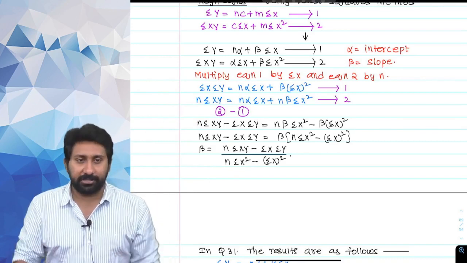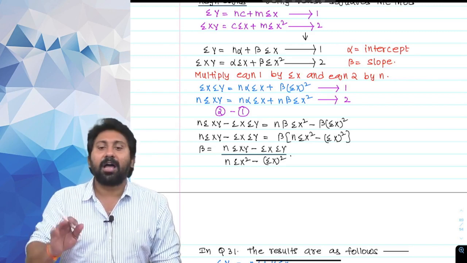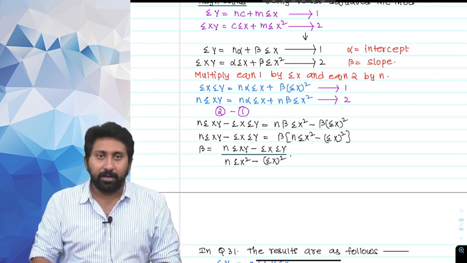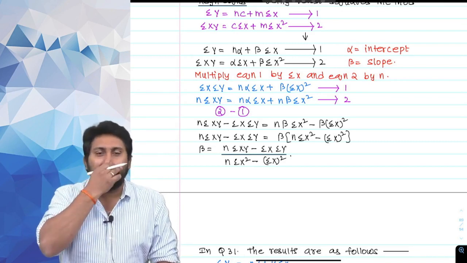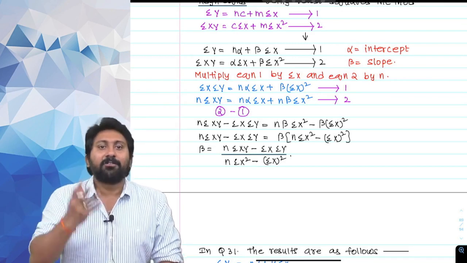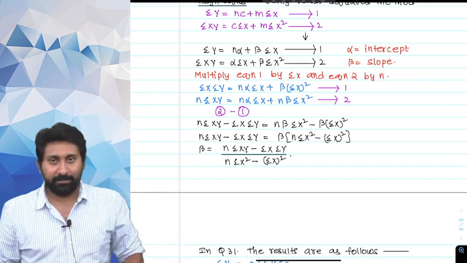Tell me what are the equations? Sigma y equal to n alpha plus beta sigma x. Sigma xy equal to alpha sigma x plus beta sigma x square. Okay. First equation, simple concept. Don't mug up. N alpha and alpha sigma x should be cancelled here. What to do? First one multiply with sigma x, next one multiply with n. That's our game over.